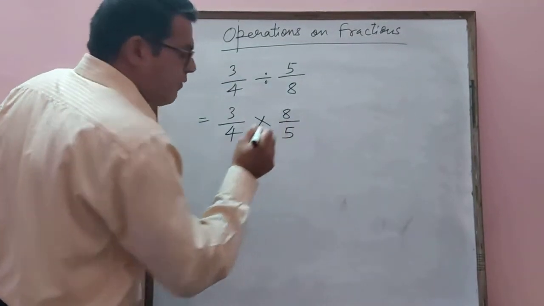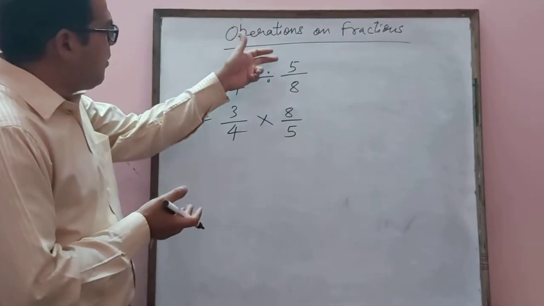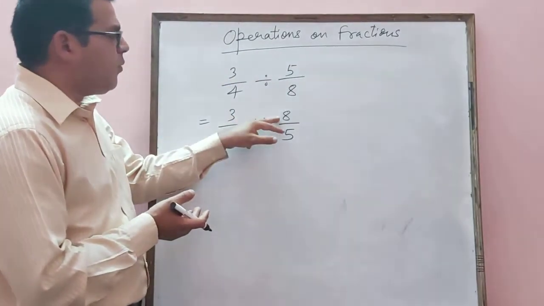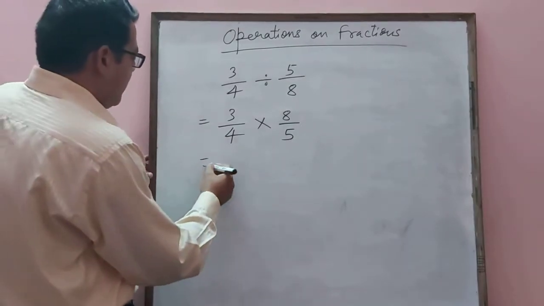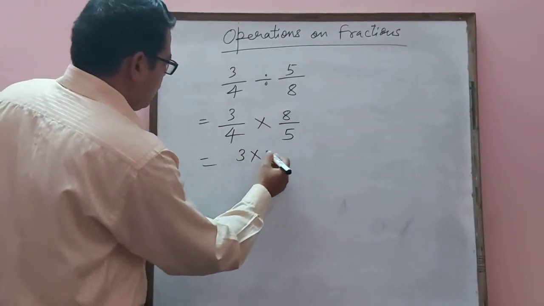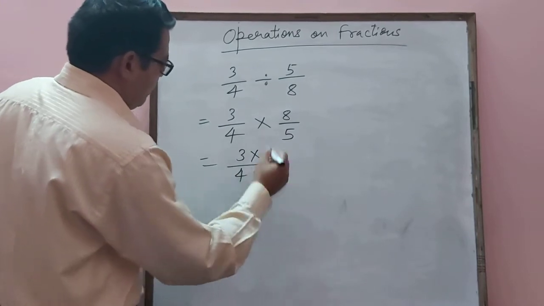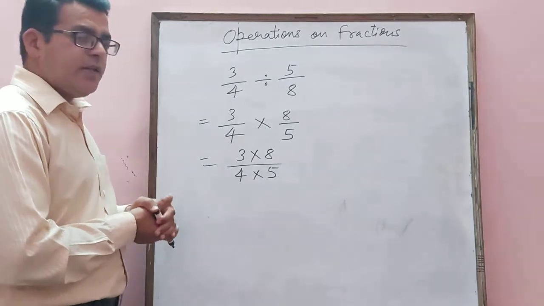This is very, very simple. We are just writing the numerator in the place of the denominator and the denominator in the place of the numerator. This is called reciprocal. Now we can write it 3 into 8 and downside 4 into 5. Right? Before actual multiplication we can simplify it.